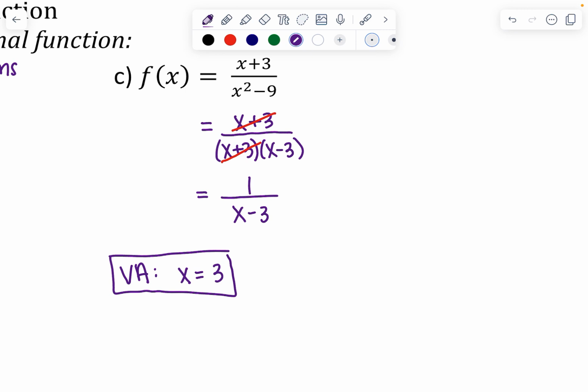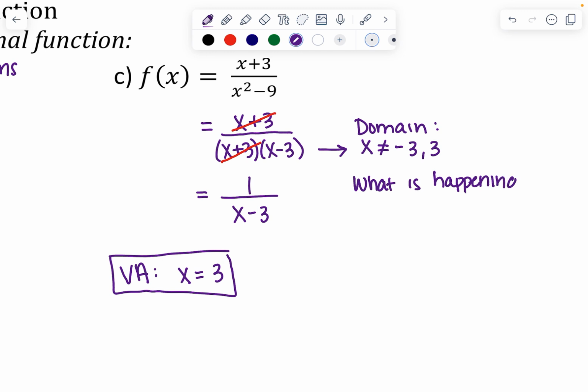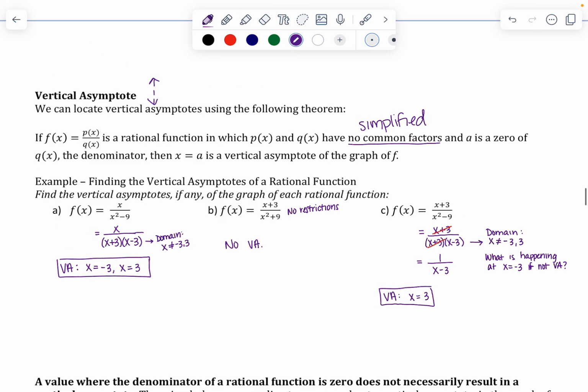Now, one of the things we can talk about, if we look back here at the beginning, based off our restrictions before we cancel, we know that x cannot equal -3 or +3 from our domain. So then the question is, what is happening at x equals -3 if not a vertical asymptote? Okay. And we're going to answer that question in this next section.